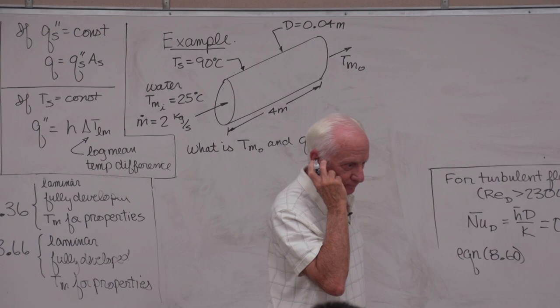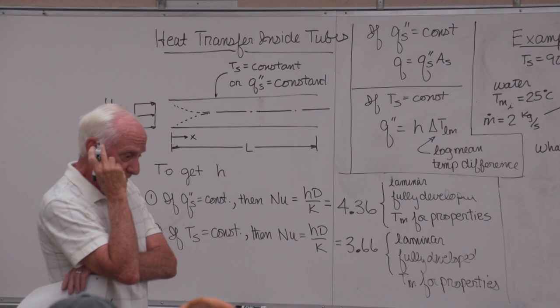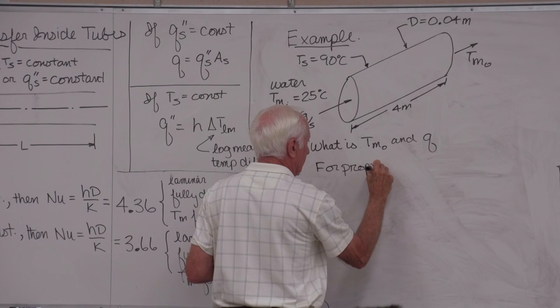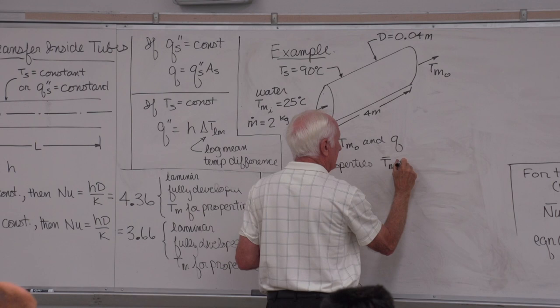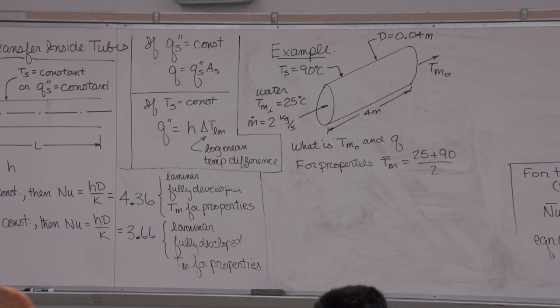Okay, we need the Reynolds number, of course. Is it laminar, is it turbulent? We need the Reynolds number, we need the properties. We need a temperature. So, for properties, T mean bar, comes in at 25. I don't know what it's gonna go out at. I gotta guess something. I'll guess 25 degrees C. No, no, no, it's gonna be heated. It's not going out at 25 degrees C. Say, okay, I'm gonna guess it goes out at 50 degrees C. That's a fine guess.